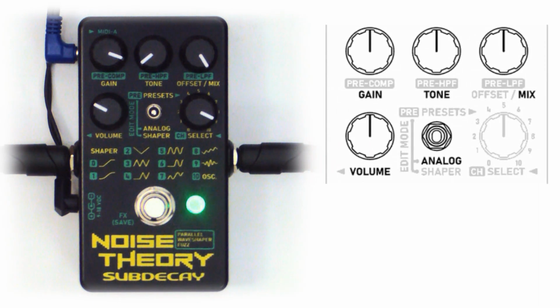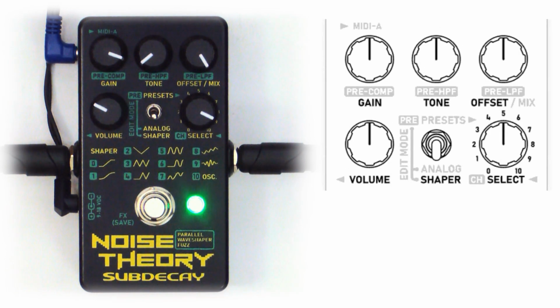Changing the edit mode switch position activates editing. The LED pulses, letting you know edit mode is active. While set to analog, you can change the analog fuzz settings. Flipping the edit switch to shaper lets you change the wave shaper fuzz settings.